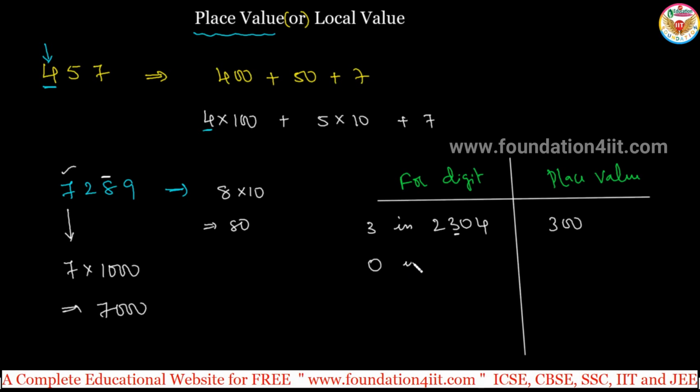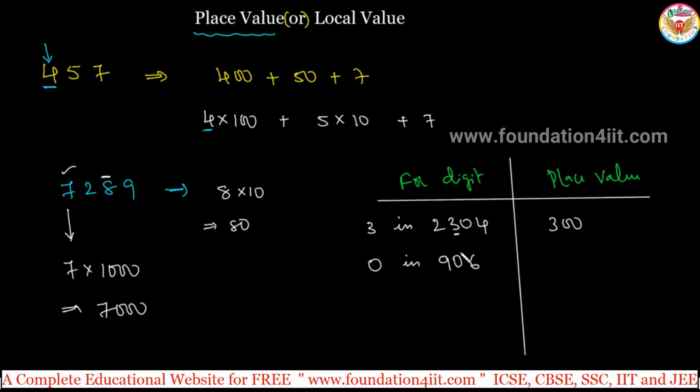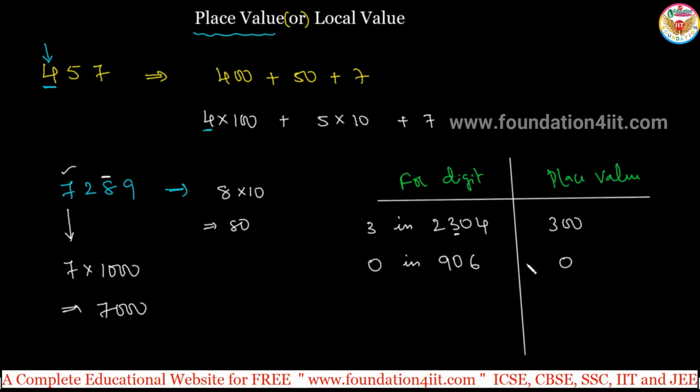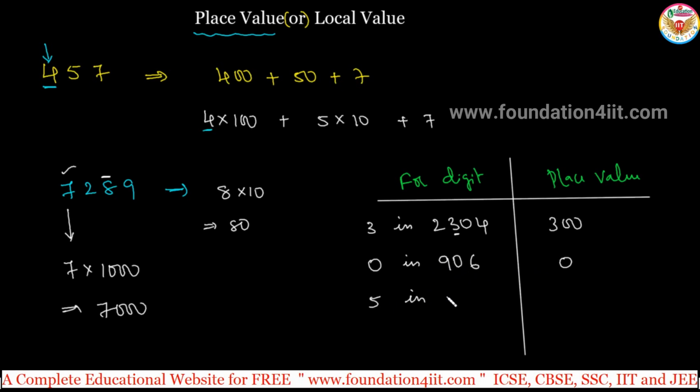Even if you take the digit 0 in 906, the tens position has a 0. So 10 into 0 is 0 only. The place value of 0 in 906 is 0 itself, no change. And 5 in, let's take some bigger number.